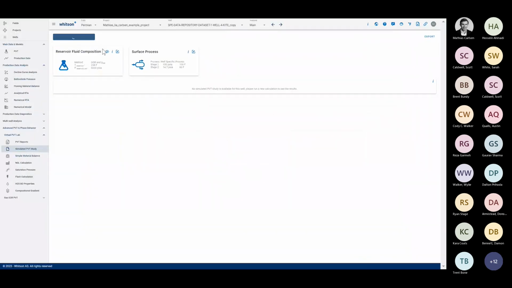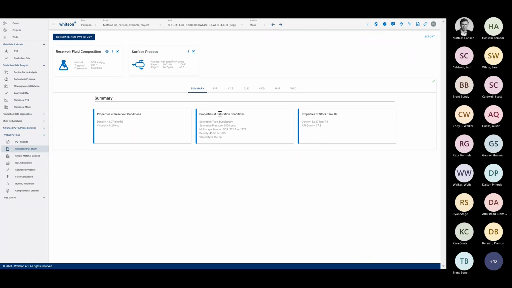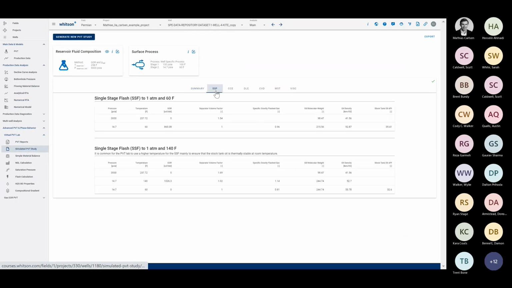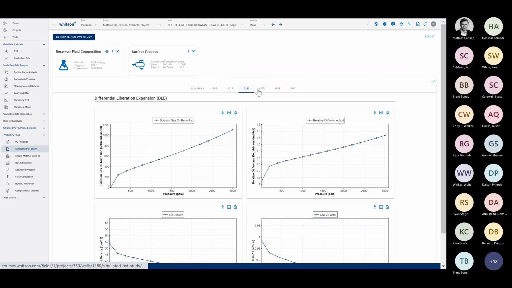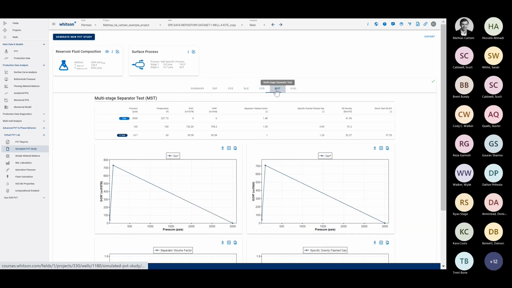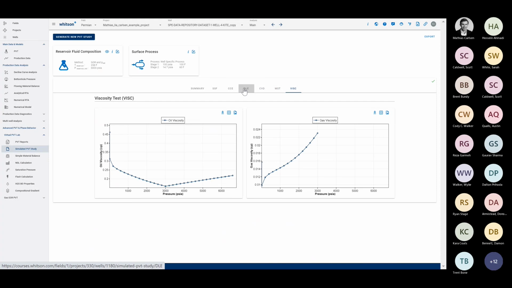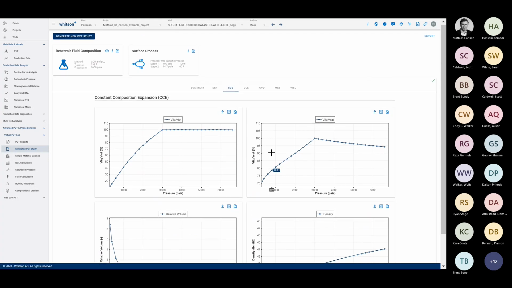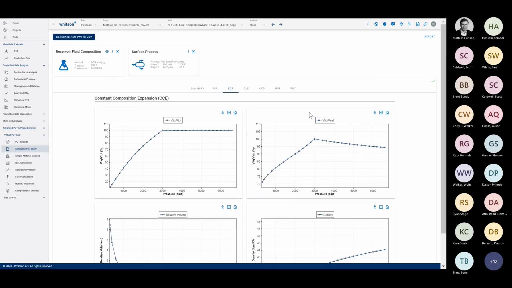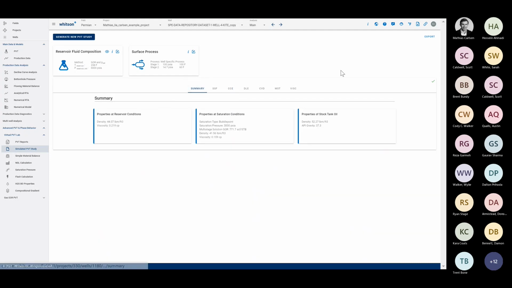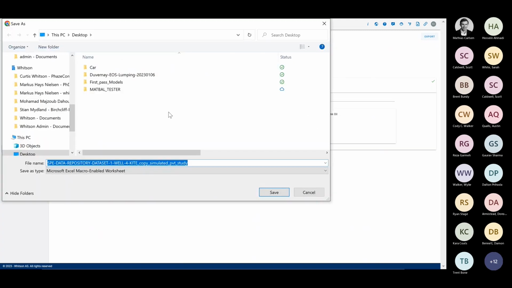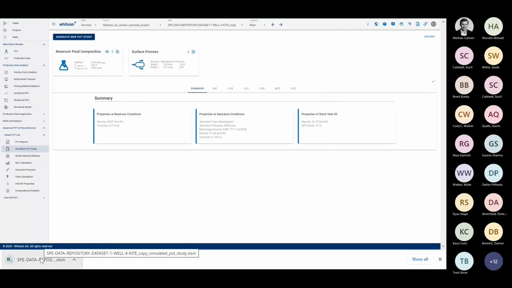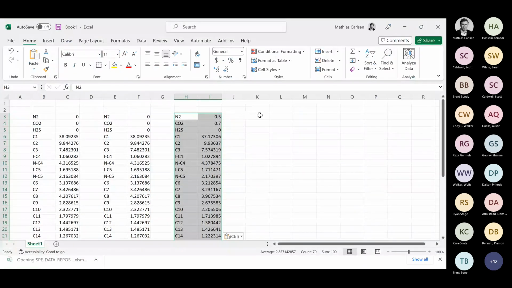Once you click that, the software automatically creates a PVT report for you. This is the summary of it. We see the CCE, the DLE, the multi-stage test and the viscosity test, and you can see from, for instance, the CCE experiment what the saturation pressure is. If you're interested in taking this report, exporting it right here and saving it, you'll see that this is very, very similar to what you could get from a PVT laboratory.